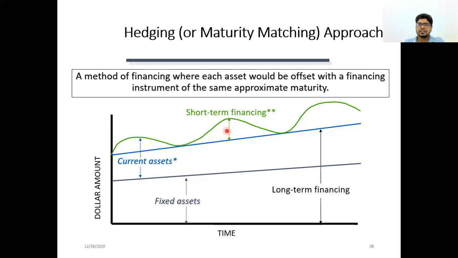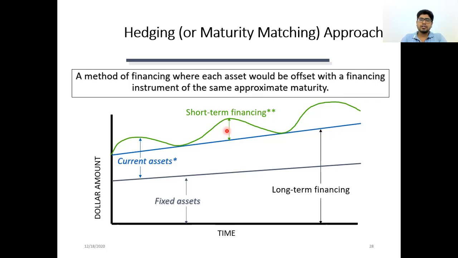Short-term financing, right? So it's very clearly this policy, the maturity matching concept or hedging approach, means the temporary working capital requirement is funded by short-term means of financing, and the permanent working capital is financed by long-term financing. Clear? That is called a maturity matching or hedging approach.